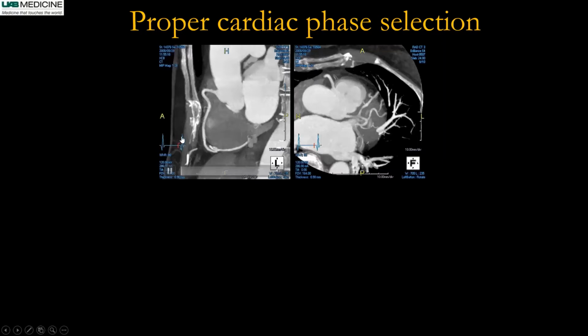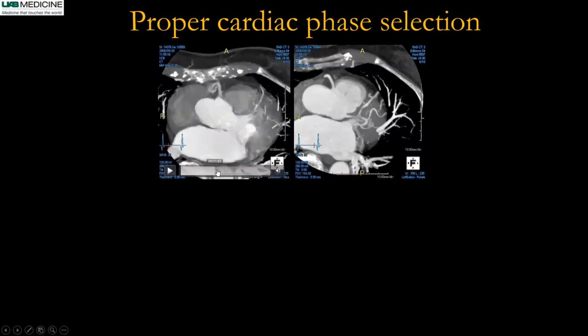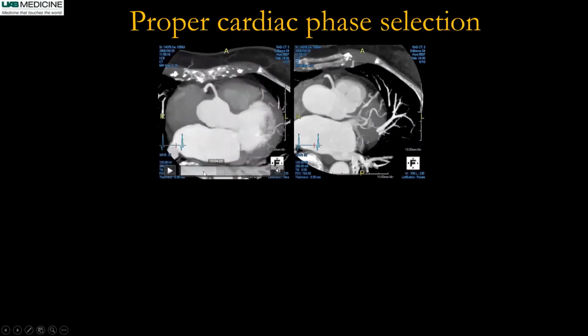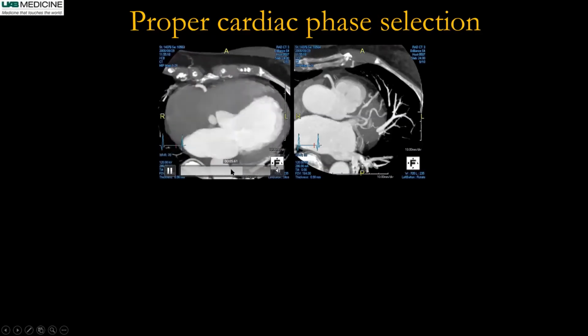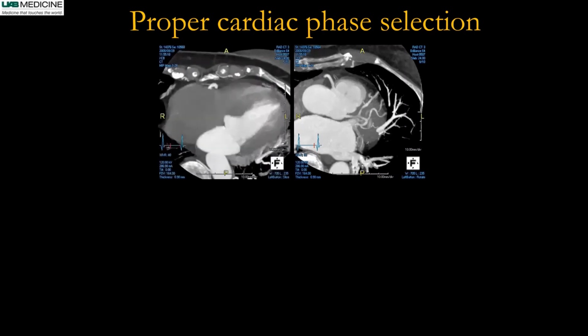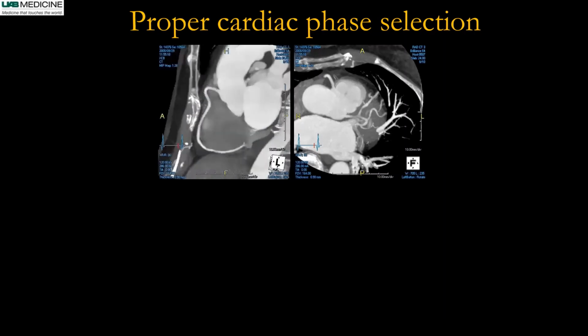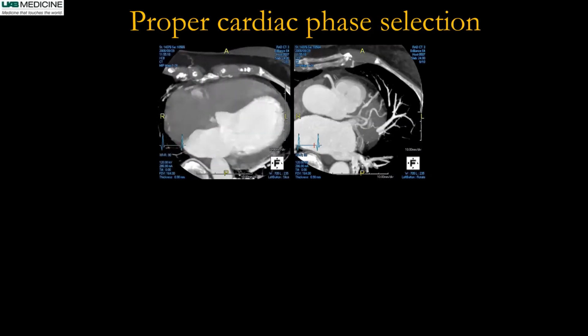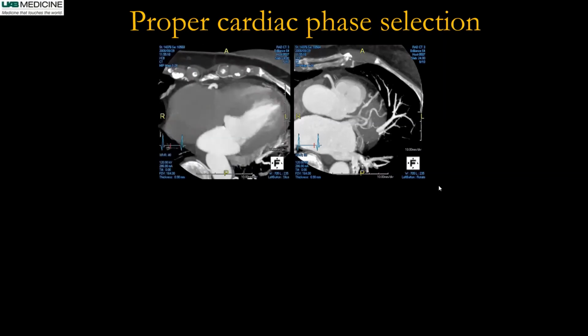These blue lines are the R to R interval, and you can see this red dot is moving all the way through R and R. So you have the entire cardiac cycle information in the scan. Of course, the penalty for this kind of scan is the radiation is slightly higher, but again, with the newer scanner, radiation can be much lower, in the range of 3 to 5 or 6 millisieverts, as compared to 20 or 15 millisieverts, which have been reported earlier in the literature.